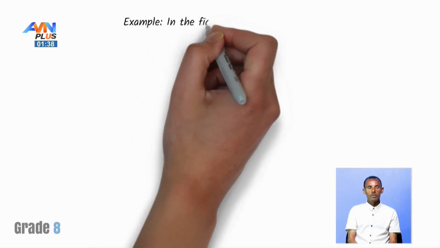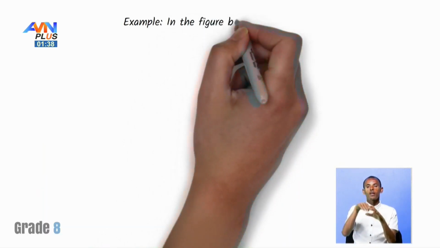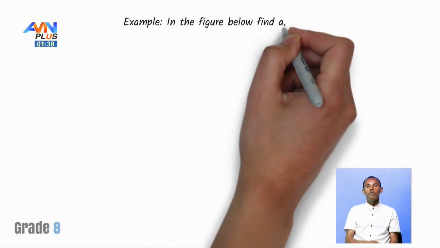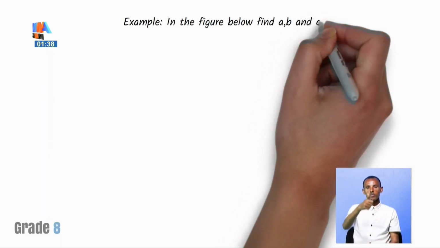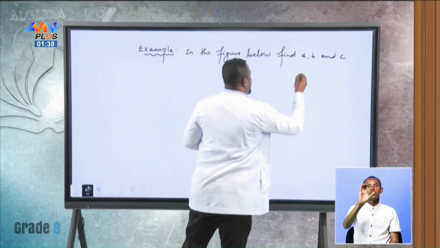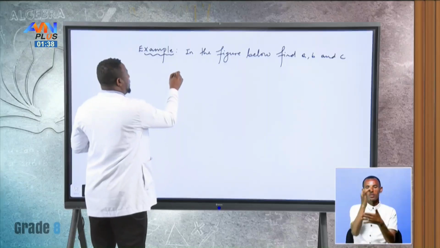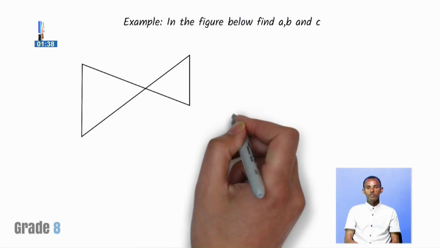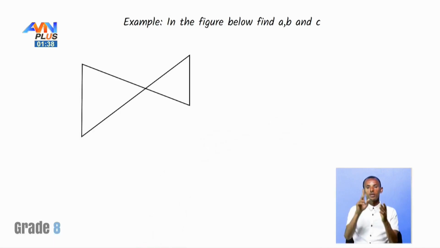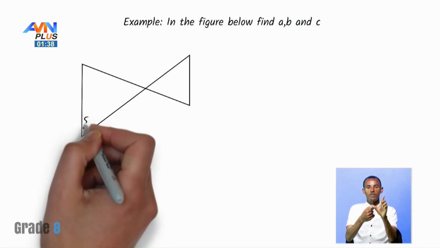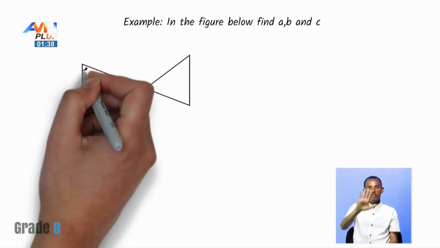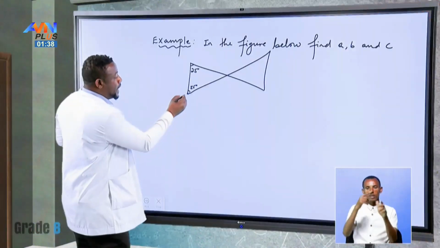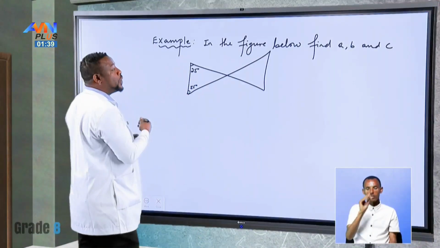In the figure below, find A, B, and C. Okay, here is the figure. Say one of these angles is 55 degrees and the other is 25 degrees.